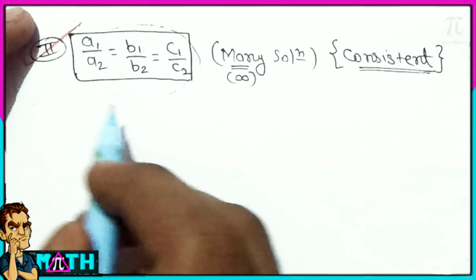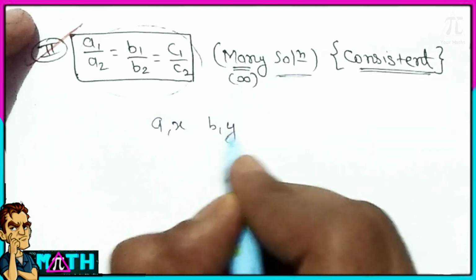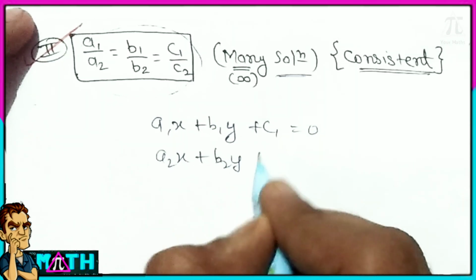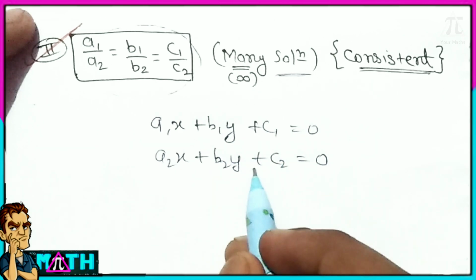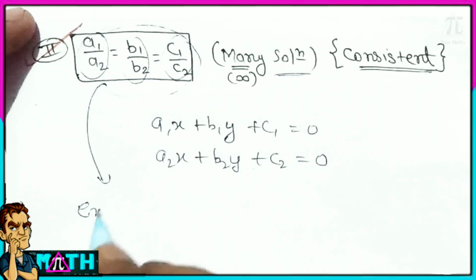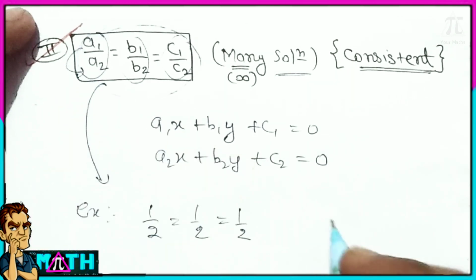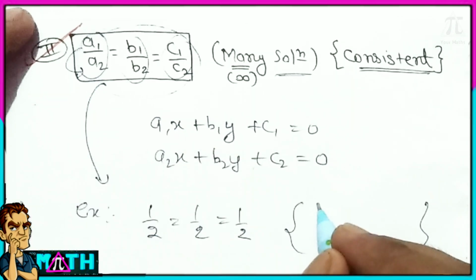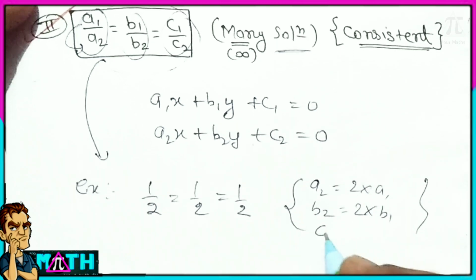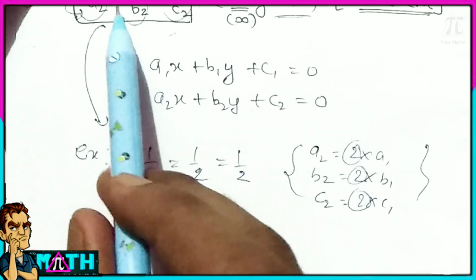When this type of consistency criteria happens, you get many solutions, meaning when you solve these two linear equations in two variables you get many solutions. Like the example 1 by 2, 1 by 2, 1 by 2. Here you can see that a2 is double of a1, b2 is double of b1, and c2 is double of c1. When this happens, it becomes 1 by 2, 1 by 2.